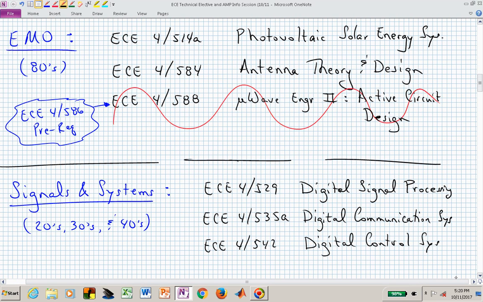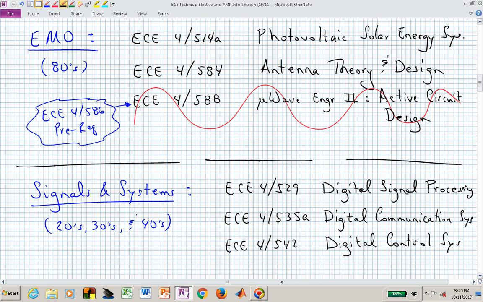Moving into the 20s, 30s, and 40s, the spring semester is the digital semester for whatever reason. You have digital signal processing, that's 429. You have digital communications, and that's a direct follow-on from 340A, so you definitely have to have taken 340A in order to be wanting to take 435A, and then digital control is 442. Those three classes in the signals and systems area will be taught in the spring semester.